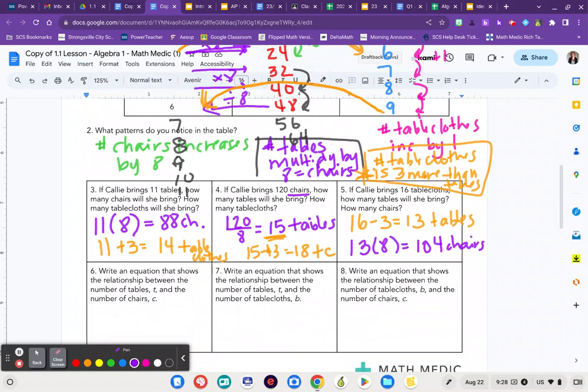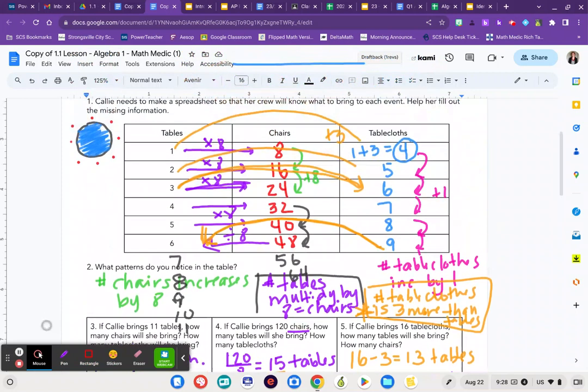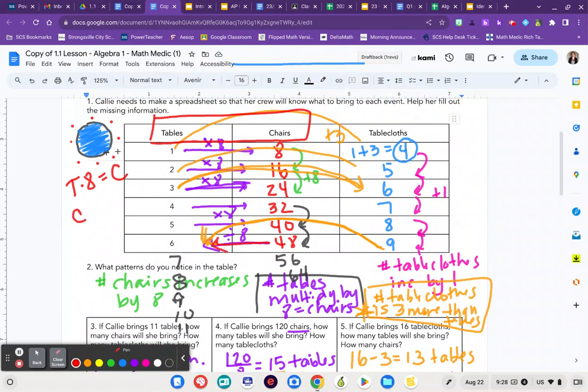So below, it says, write an equation that shows the relationship between the number of tables, T, and the number of chairs, C. Okay, relationship between T and C. So let's back up here. I'm looking between tables and chairs. So we said that if I start with tables, I can multiply tables by 8 to get chairs. So if I start with tables, T, and multiply by 8, I get chairs, C. So that's one relationship. Or down here, we said moving backwards, if I start with chairs, I could divide by 8, and that's going to get me the tables.